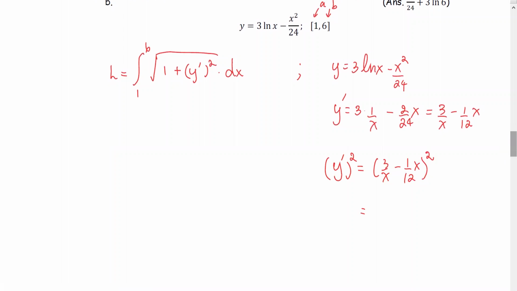by the perfect square, we get the first term squared, which is 9 over x squared, minus twice the product of the first and the second term. So 2 times 3 over x times 1 over 12x, and then added by the last term squared, which is 1 over 144 x squared. Simplifying the terms, we get y prime squared as 9 over x squared minus 1 over 2 plus 1 over 144 x squared.